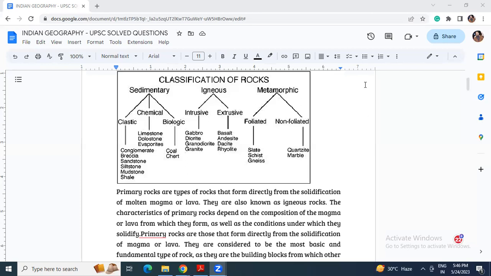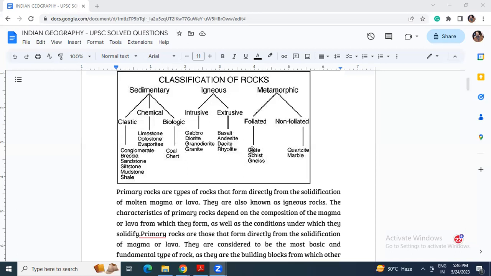Then igneous. Igneous is also known as primary rocks, we know that. So they are of two types mainly, intrusive and extrusive. In intrusive, we have gabbro, diorite, then granodiorite, and granite. Just remember gabbro and granite for intrusive, and for extrusive, we all know about extrusive rock, they are basalt, andesite, dacite, and rhyolite.